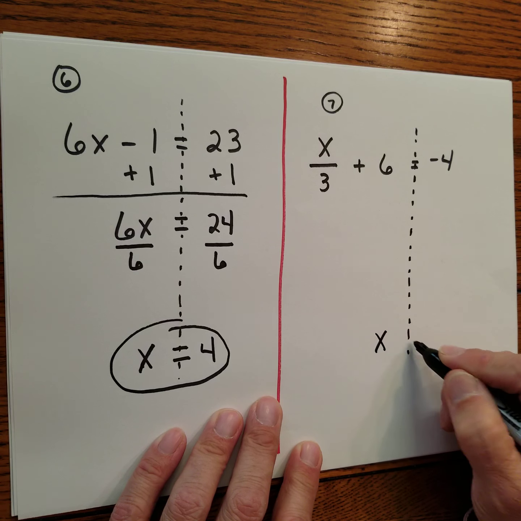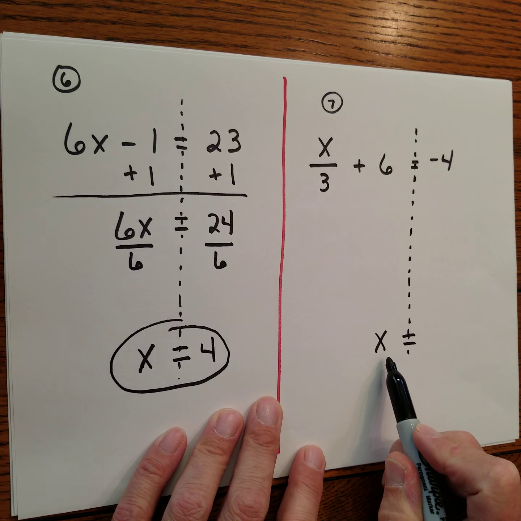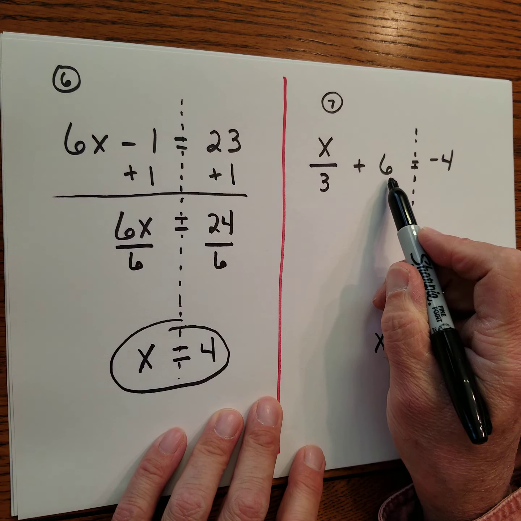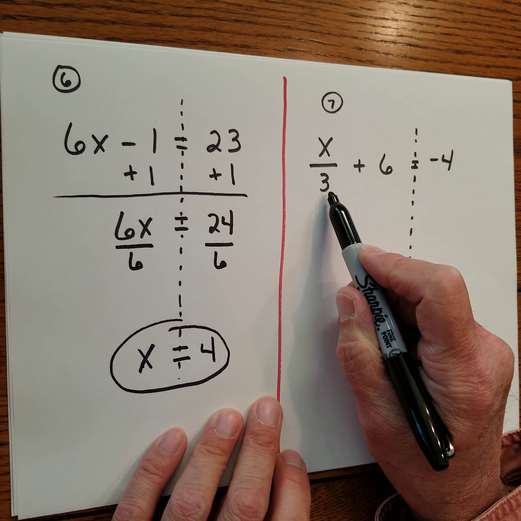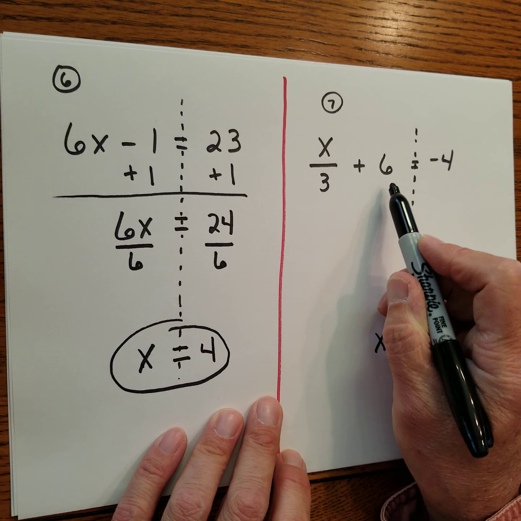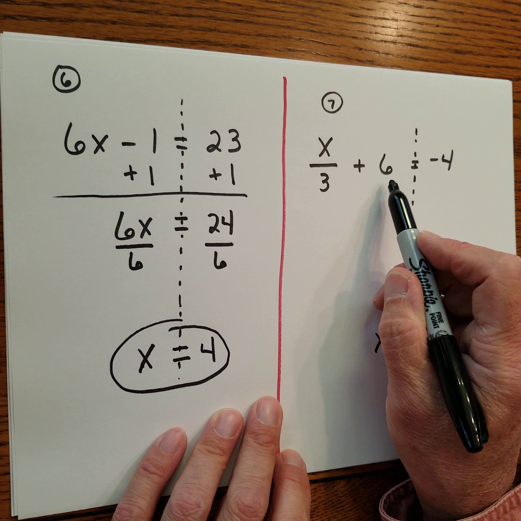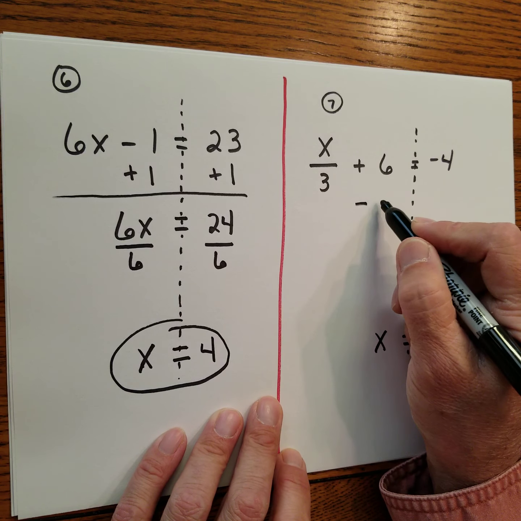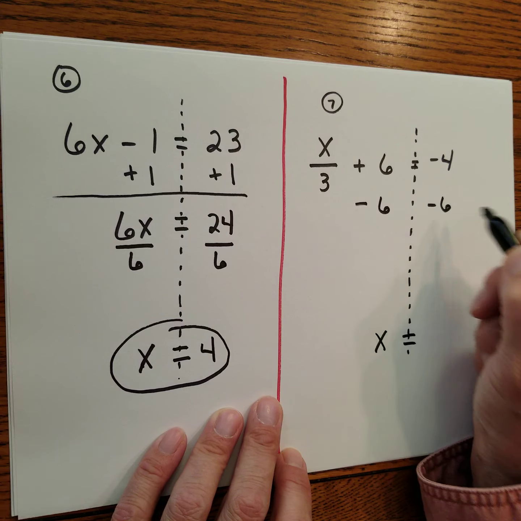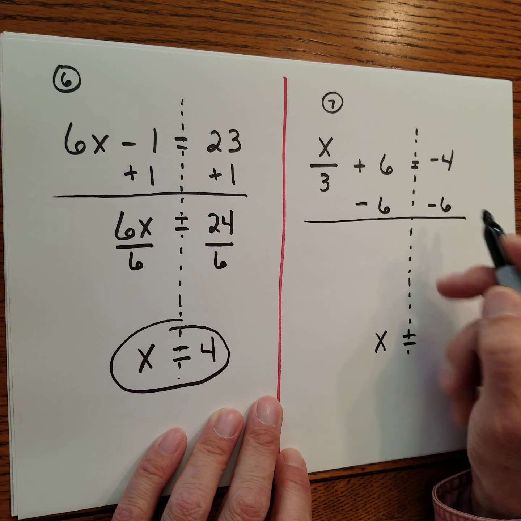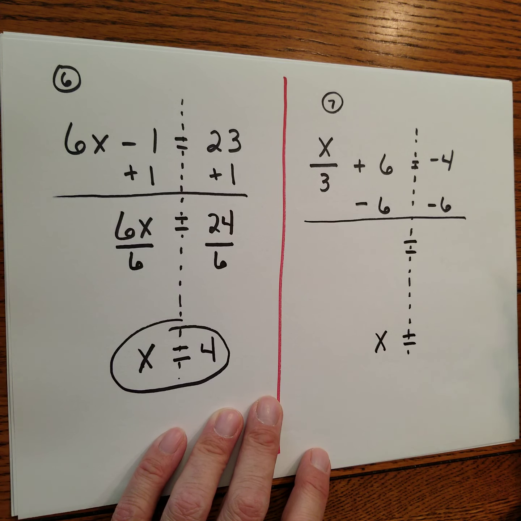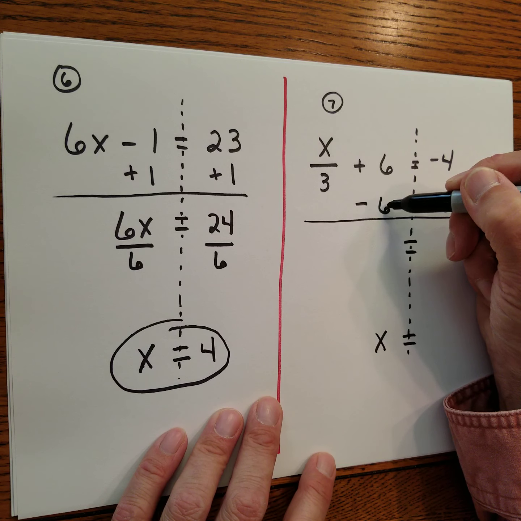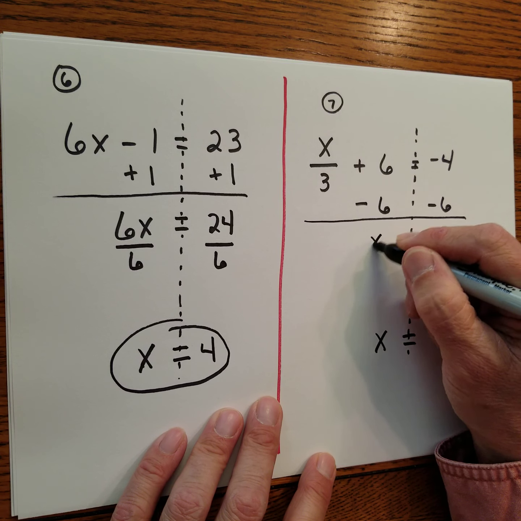We'll try to get x by itself. To get x by itself, both the 6 and the 3 have to leave. Whatever number is not touching the x, get rid of it first. The inverse of addition is subtraction. Subtract 6 from both sides. Positive 6 and negative 6 is 0, plus x over 3.